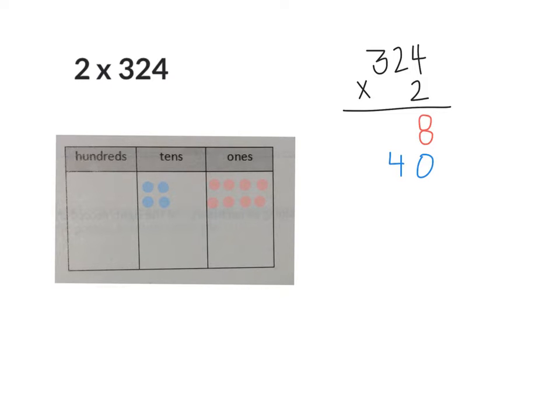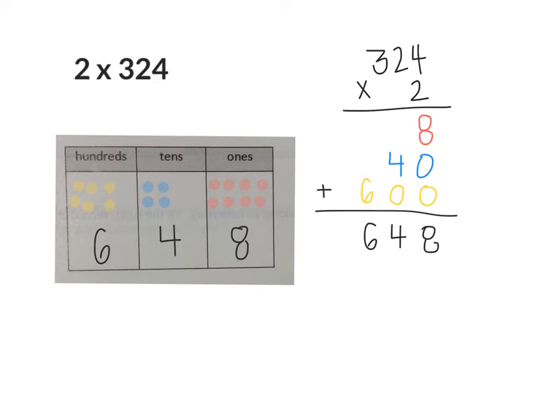Our next place value position is the hundreds. How many hundreds do we have? Everyone? 3. And we have to make how many copies of it? 2. So how many hundreds do we have altogether? 6. How do I write that in standard form? 600. Let's record that third partial product. How do I find the total product if I have 3 partial products? I add them all up, right? So what's 8 plus 40 plus 600? 648. Let's look at our place value chart. How many hundreds do we have? 6. How many tens do we have? 4. How many ones do we have?